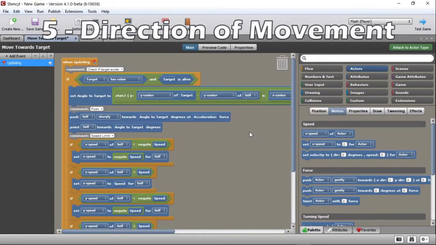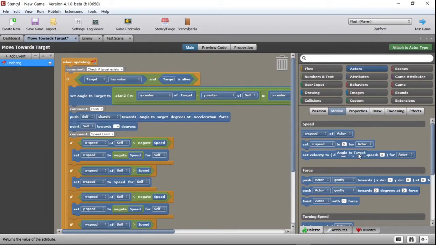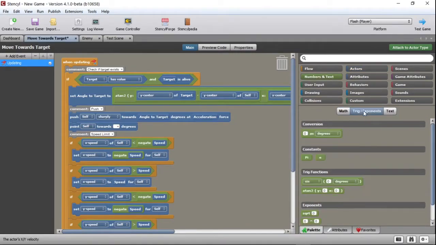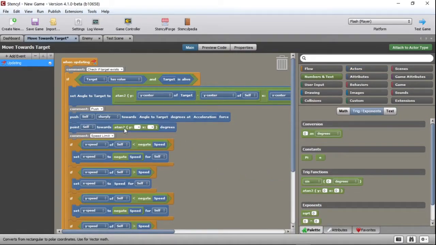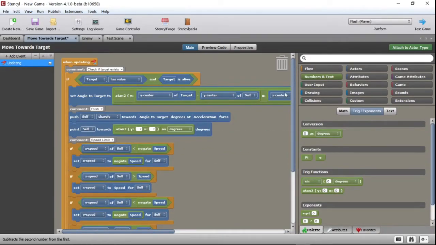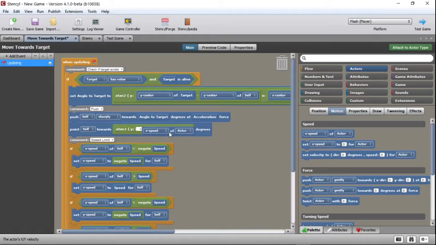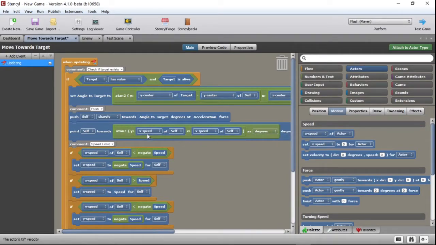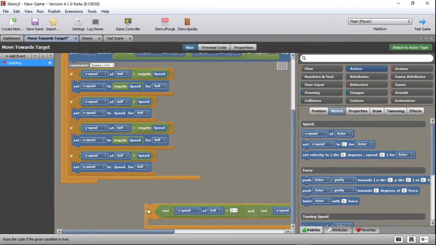To make an actor face the direction of its movement, simply place its Y and X speed in the A10-2 block. If you want the actor to keep its direction when it stops, make sure to add the following if condition.